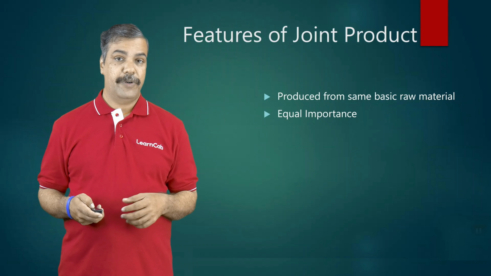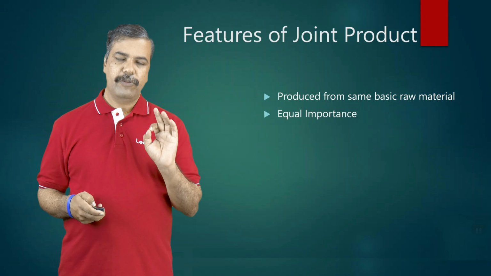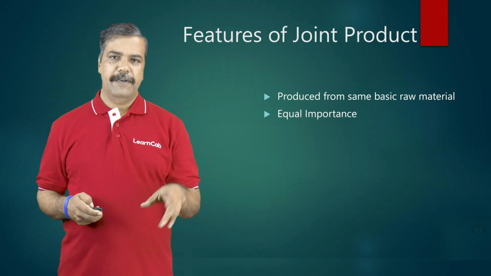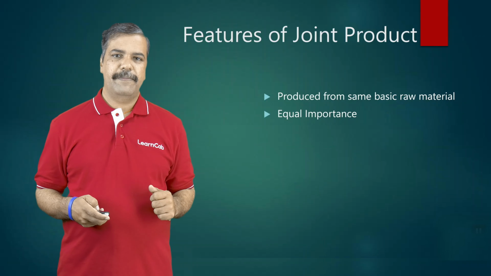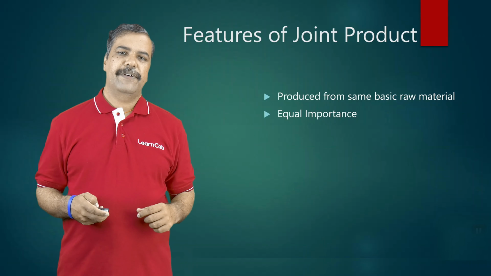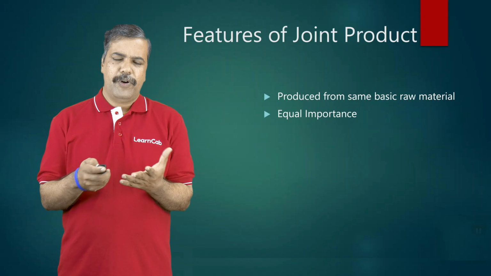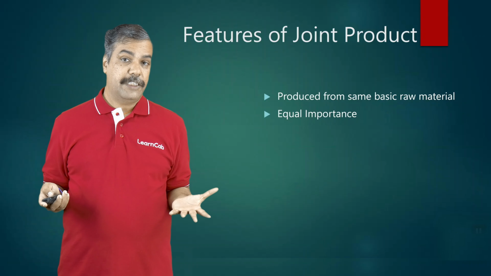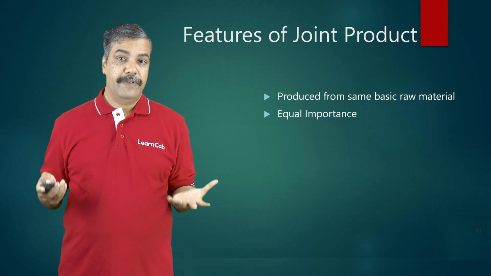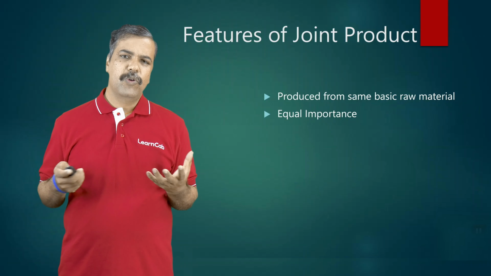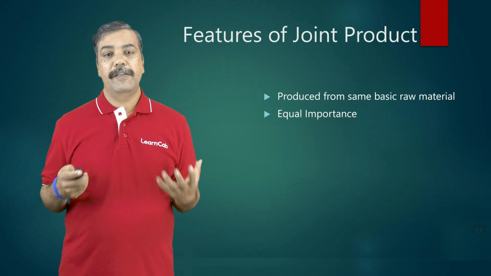The second thing, very important, is equal importance. What equal importance means here is that the product which emerges, everything has its equal importance in the market. For a company, it's equally important that I manufacture petrol, equally important that I manufacture diesel, equally important that I even manufacture kerosene or gasoline. Whatever product emerges from the basic raw material, the final product, each has its own unique importance for the company. That is what is called equal importance.